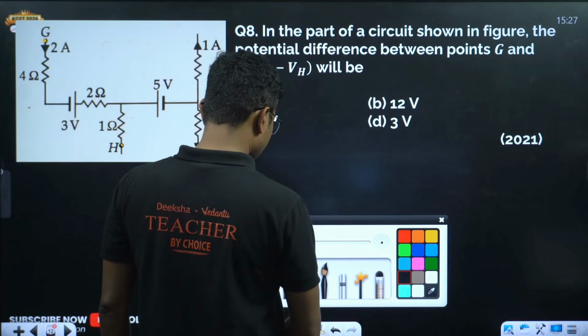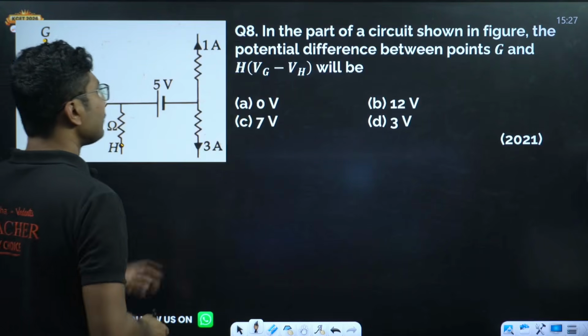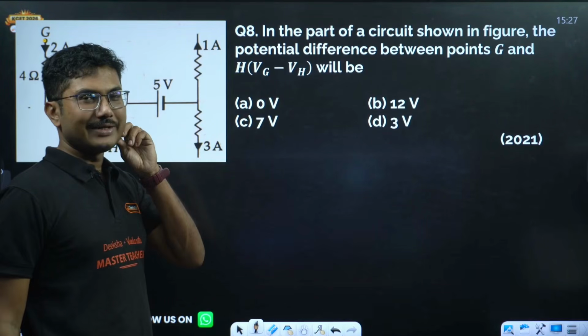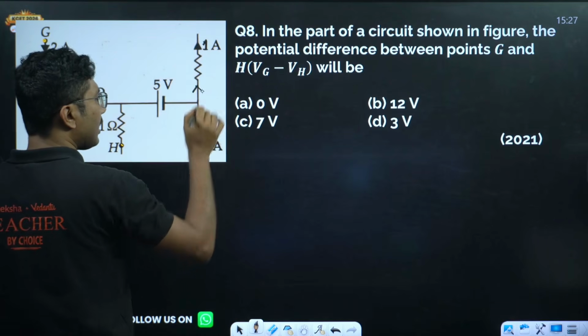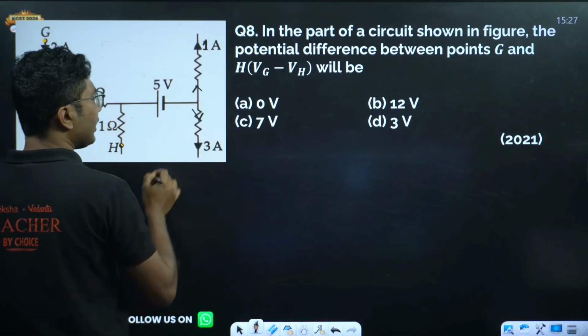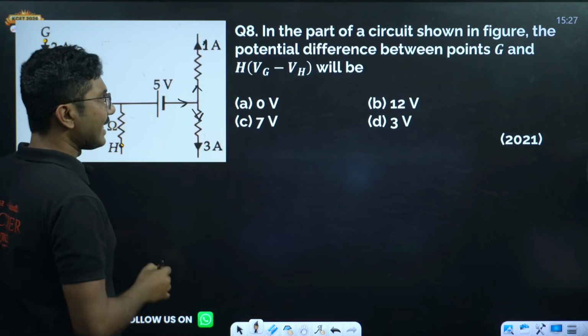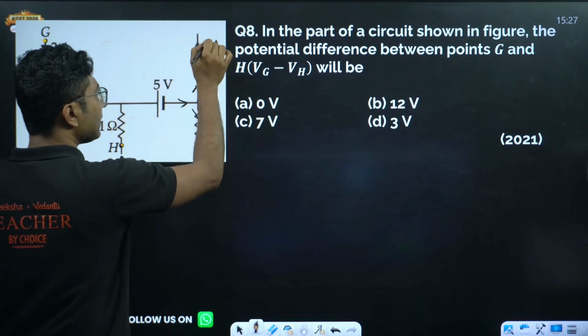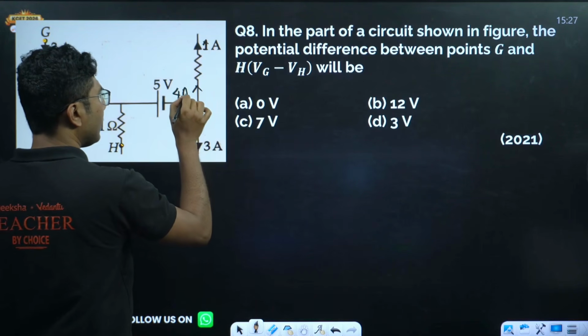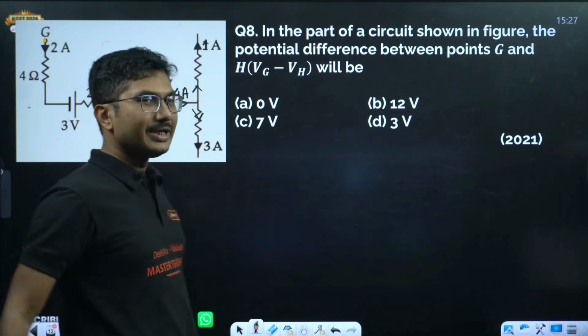How to approach such a question? We have to start from where it is not given. So here, 1 ampere is going out and 3 ampere is going out. Kirchhoff's current law says that the current which is coming in must be 3 plus 1, that is 4 ampere. So 4 ampere current must be going in here.